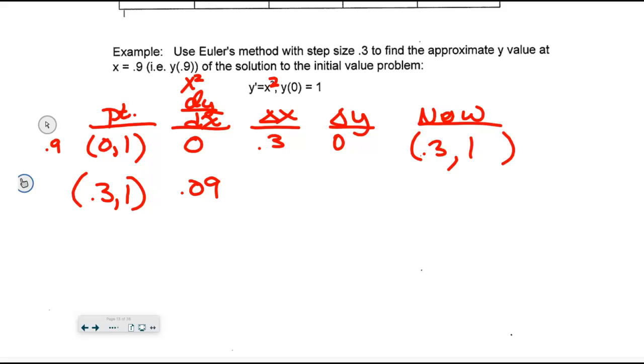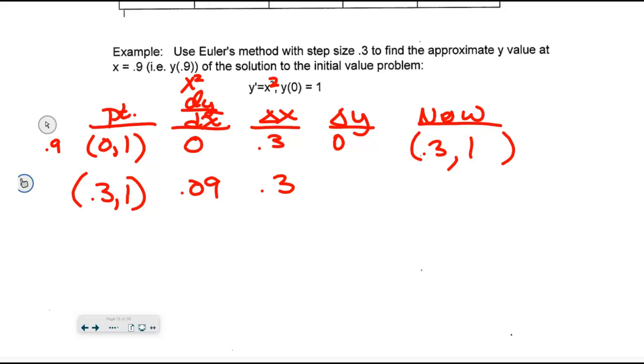But anyway, how far am I going to scoot? Always delta x, 0.3. But now this is going to change. Now I'm going to start moving up a little bit. What do I do with these two things? We multiply because the slope is change in y over change in x. So change in y would be the product of the two. But now you have to multiply those without a calculator.